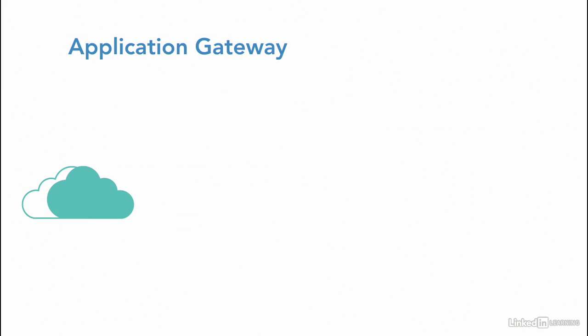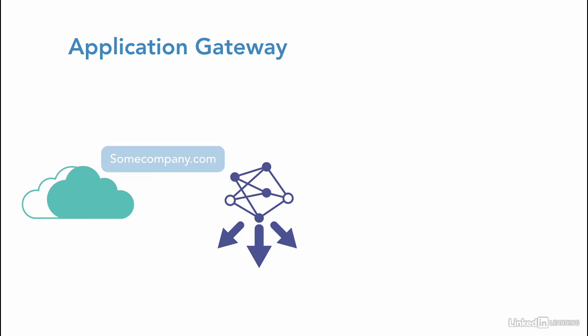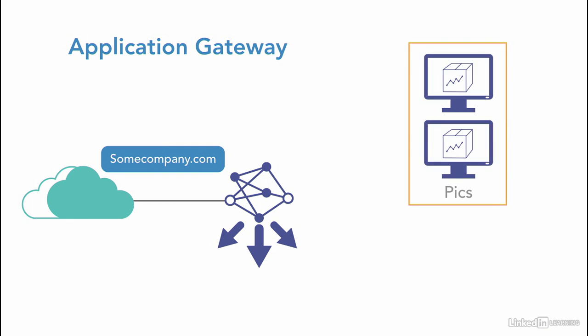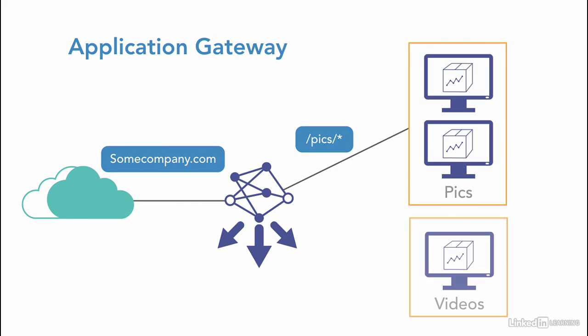Let's take a look at it in action. We have our application gateway, and we have our web traffic coming in because it's coming in on somecompany.com, so we know it's web-based. Depending on the URL that traffic is coming on, it could be somecompany.com/pics or videos. The application gateway will then send that traffic to the appropriate location internally, whether that be pics or videos.